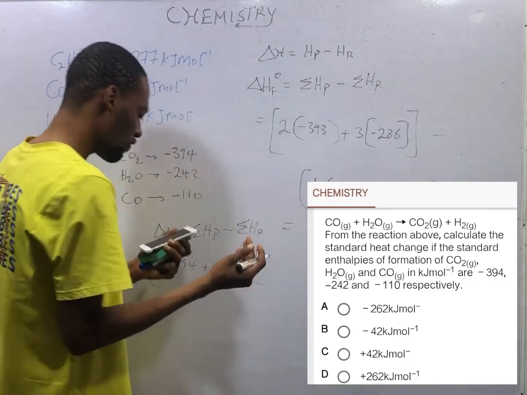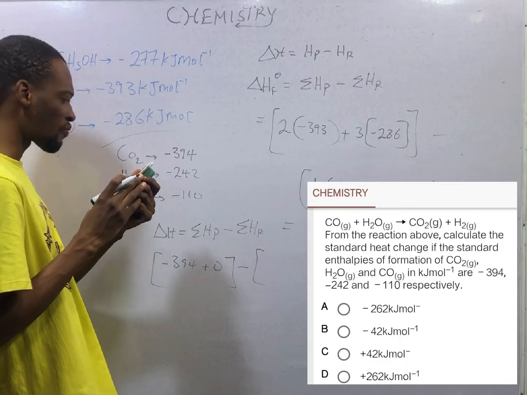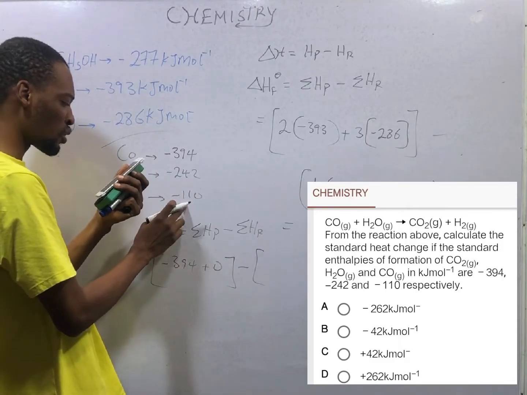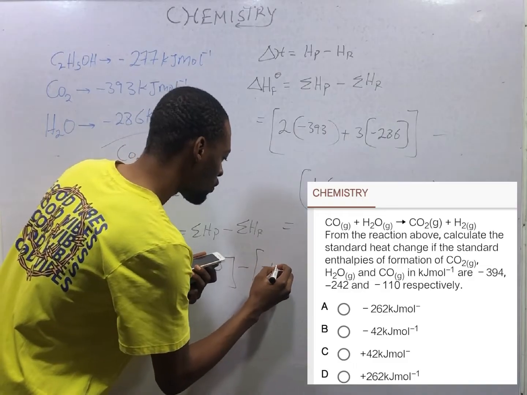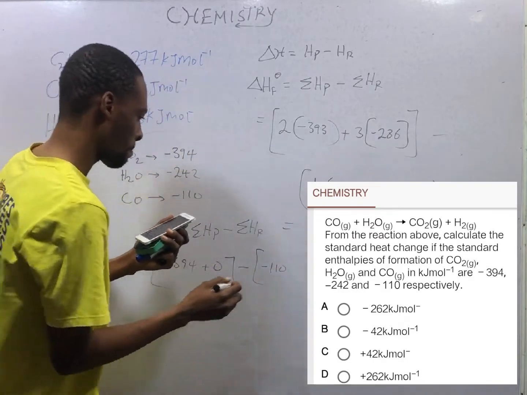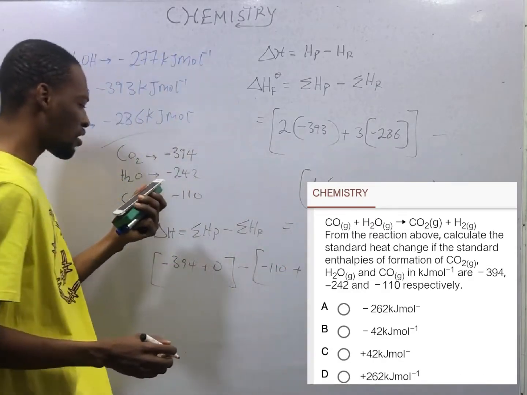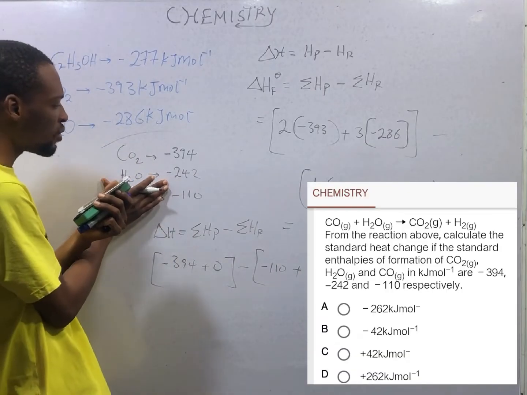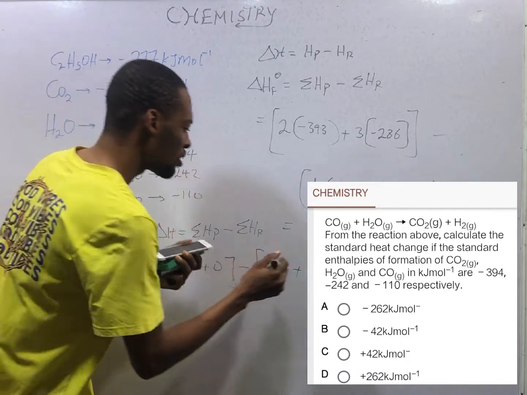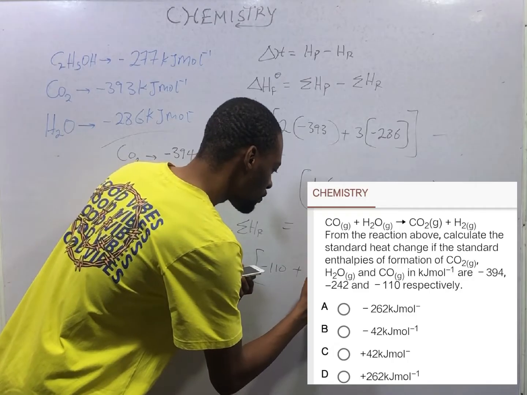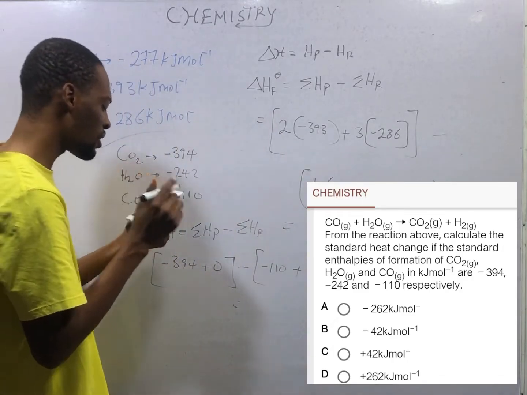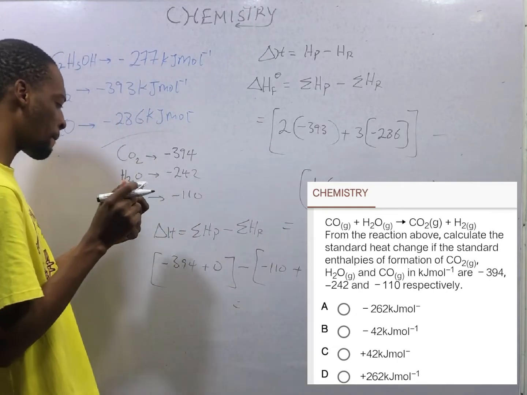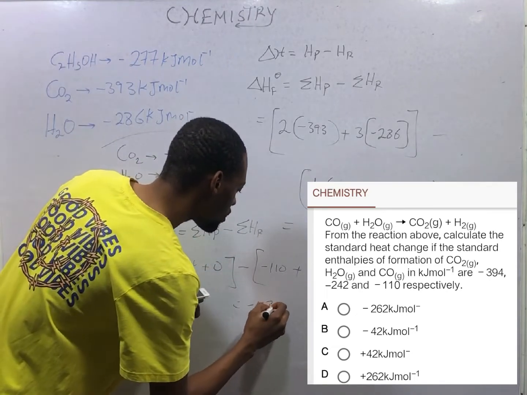Minus, for the reactants, we have CO. And CO is what? Minus 110. So minus 110, plus H2O. For H2O here is minus 242. Minus 242. So if solved correctly, this will give you minus 42 kilojoule per mole.